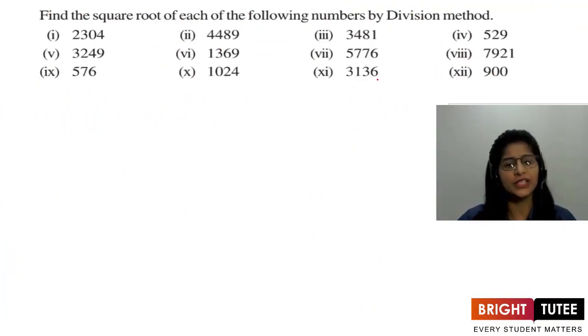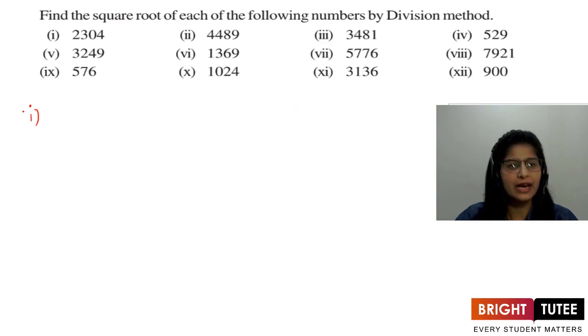Here are 12 questions given. In one question there are 12 parts and we have to do all of these. We have to find the square root of all of these using the division method. If you practice these questions plus some more questions, the division method is going to be very easy for you and less time consuming. Let's do all the parts one by one.